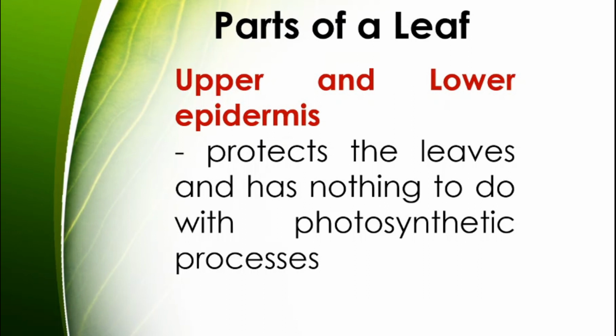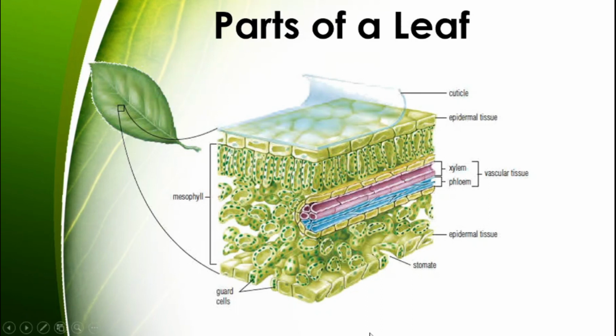The purpose of the epidermis is that it protects the leaves and has nothing to do with photosynthetic processes. So the main function of the epidermis is to just protect the inside part of the leaf. As you can see, the difference between the upper epidermal tissue and the lower epidermal tissue is that the upper epidermal layer has a cuticle on it. The cuticle makes the upper part or the top side of the leaf more shiny compared to the bottom part or the lower side of the leaf. So that is the epidermis.